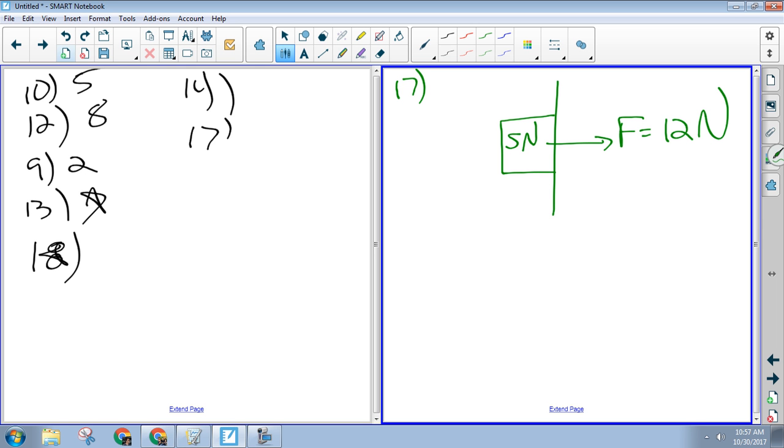No. Big no. That's the force of gravity. Remember, you guys, weight and force of gravity are the same thing. If I wanted to find the mass, I'd have to take 5 and divide it by 9.8, right? And get like 0.51 kilograms or whatever it is. Don't quote me on that number, but it's somewhere in that neighborhood.